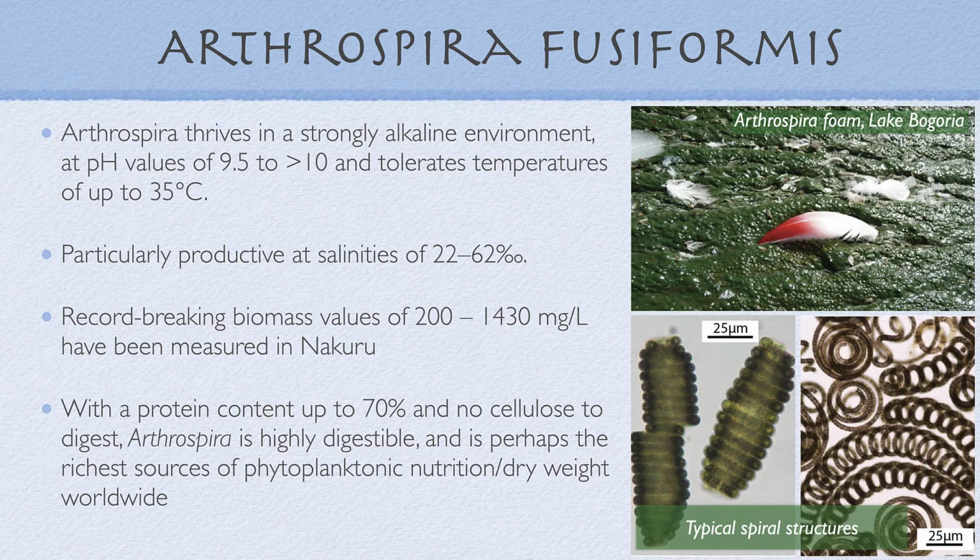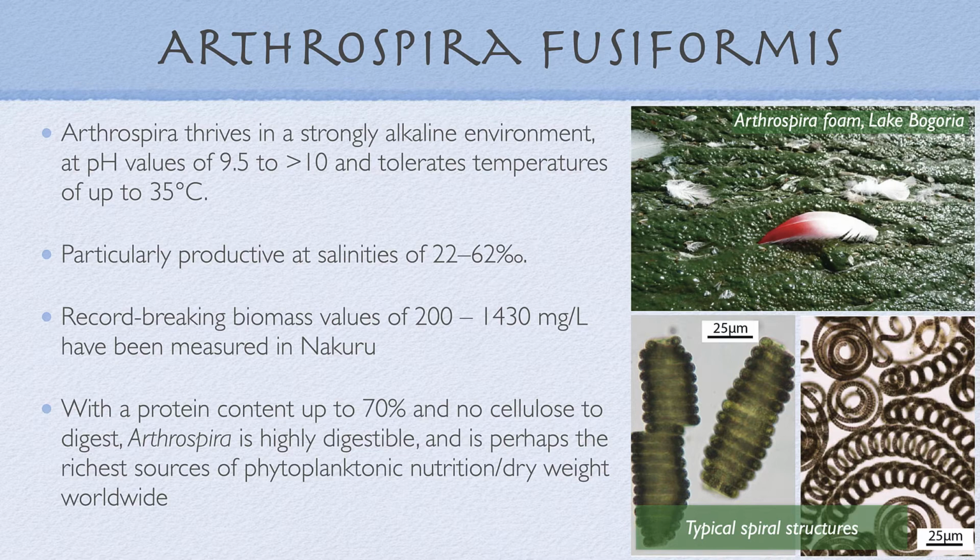Nakuru, for example, can have biomass values of Arthrospira in the water of up to 200 to 1430 milligrams of Arthrospira per litre. This is what makes Arthrospira, like Spirulina, such a good food source. It has a protein content of up to 70%, and there's no cellulose in the cellular structure to digest, so it is a highly digestible food source, and some would argue it's perhaps the richest source of phytoplanktonic nutrition per dry weight anywhere in the world, which is why it was a food source for the ancient Aztecs and why it's so freely available as a health food supplement in many health food stores today.